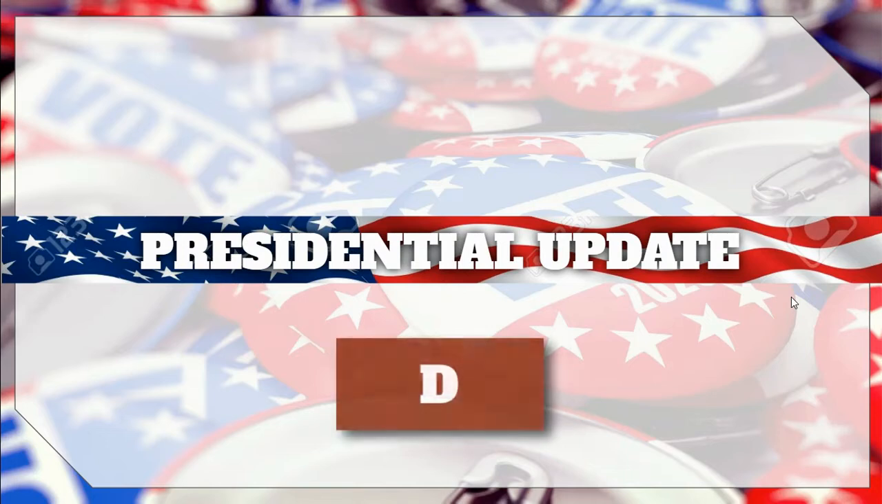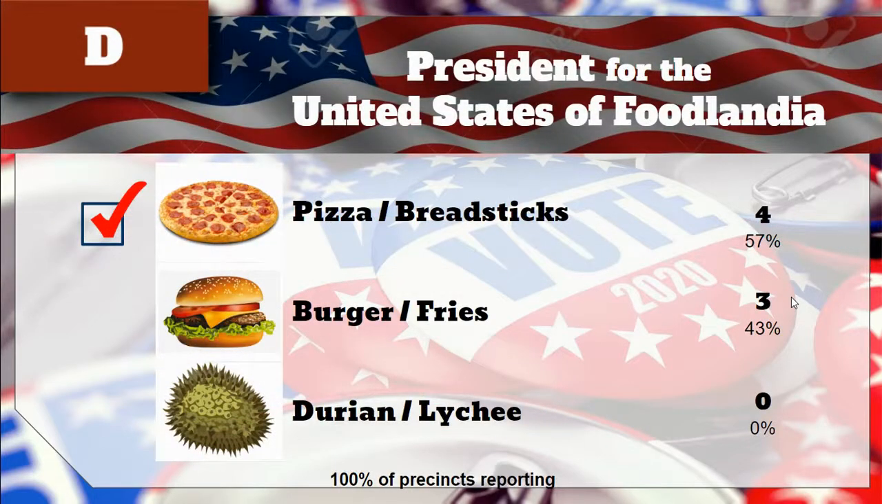We do have a presidential update as well from the state of D. This will be interesting if we are able to give out our first electoral votes of the night. And look at that, with 100% of precincts reporting. What a close race. But Pizza Breadsticks ekes it out by one vote. Every vote mattered there. Absolutely every vote. Pizza Breadsticks ends up winning the state of D's electoral votes by a vote of 4-3.